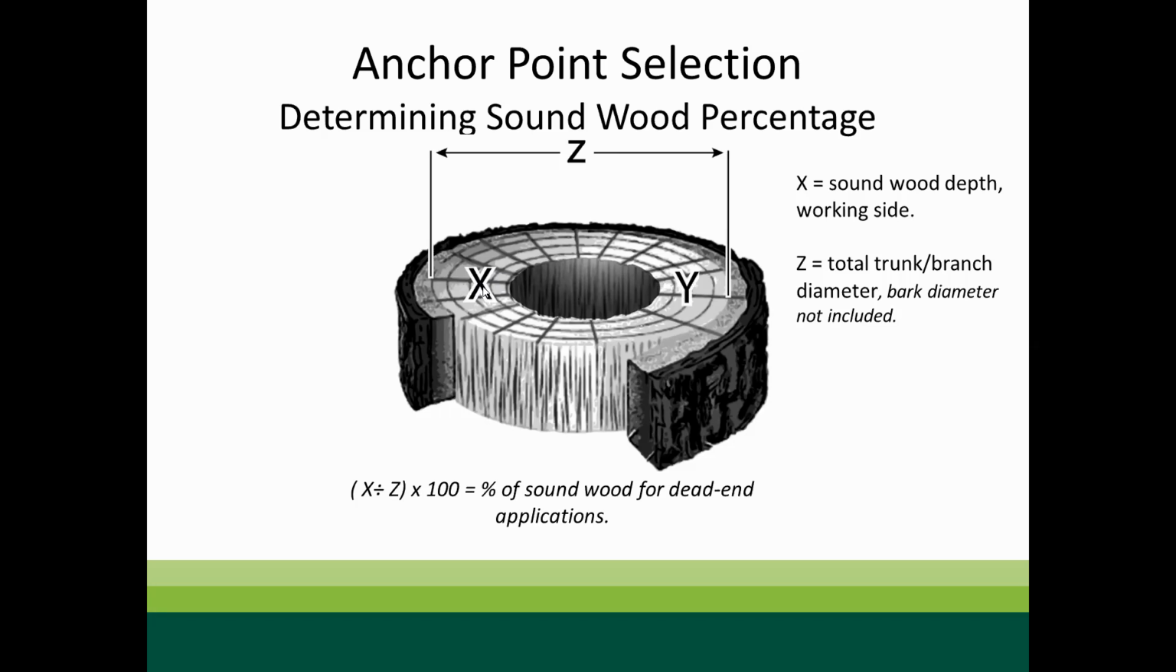We need at least 30% on the anchor side. So we take X. If we have 3 inches of sound wood and the total diameter is 10, then 3 divided by 10 is 0.3, and then times it by 100 to get your percentage. And that's going to be kind of hard to see, right? How do we know that?